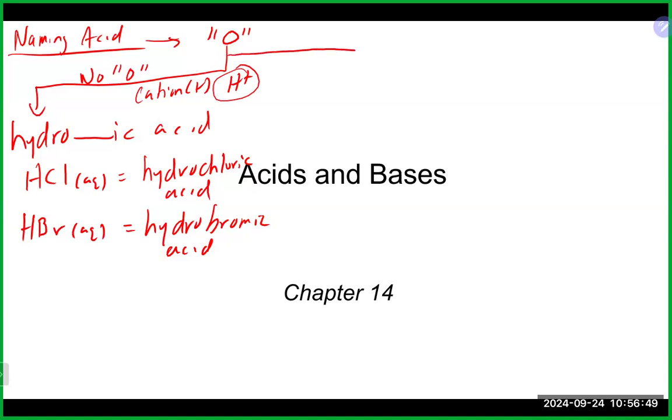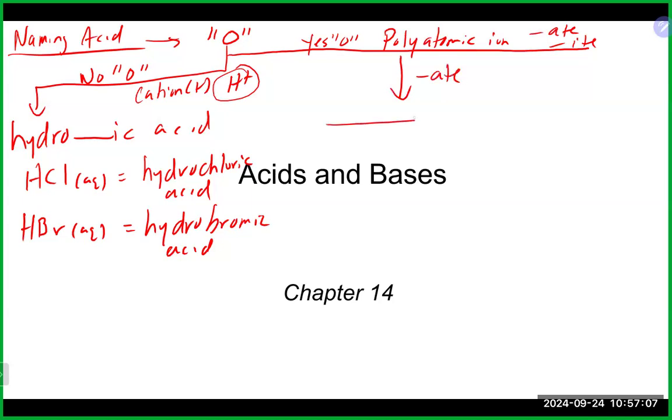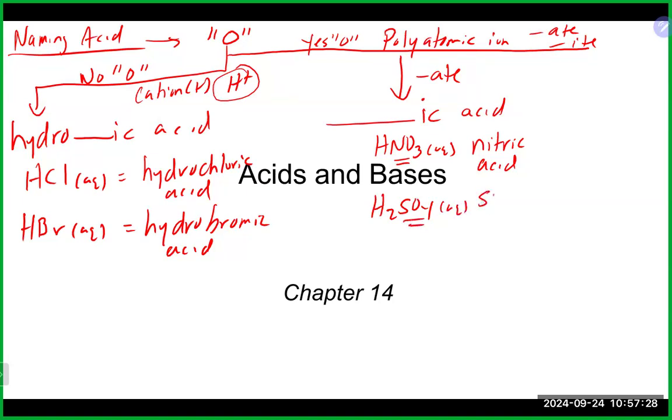If your acid does have oxygen, it will contain everybody's favorite thing, a polyatomic ion. Ugh. A polyatomic ion ends in either ate or ite, right? So if your polyatomic ion ends in ate, your acid will be something-ic acid, like HNO3. That is nitrate. This is nitric acid, right? H2SO4. SO4 is sulfate. That is sulfuric acid, right?